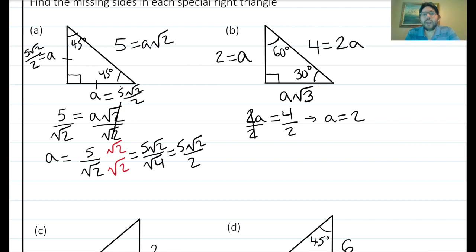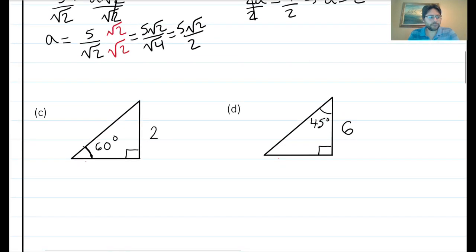All right. Now since we know A is 2, we also know the third side. So this side is equal to 2 square root of 3. All right, so we know our three sides. Pretty straightforward. All right, so let's look at our next example.